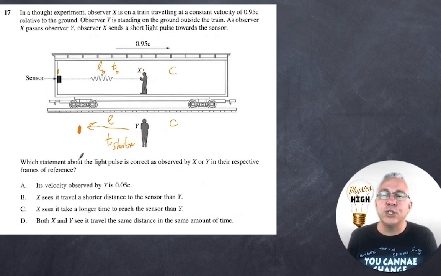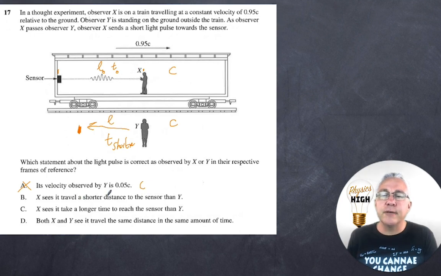So, as a result, which statement about the light pulse is correct as observed by X or Y in their respective frames of reference? Its velocity as observed by Y is 0.05 C. No, that's clearly incorrect because this light is always going to be C.